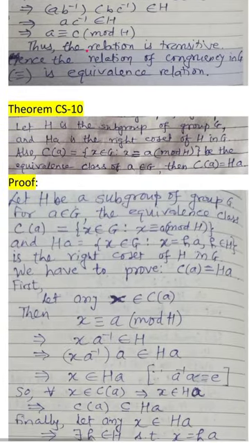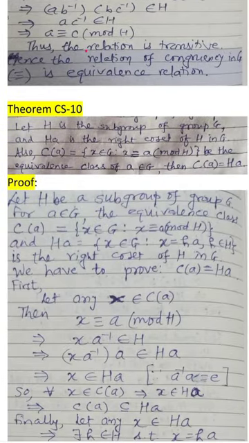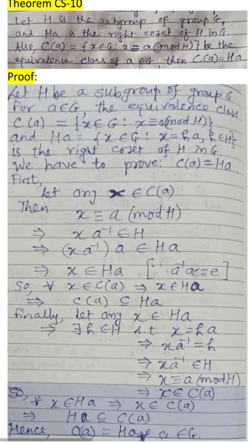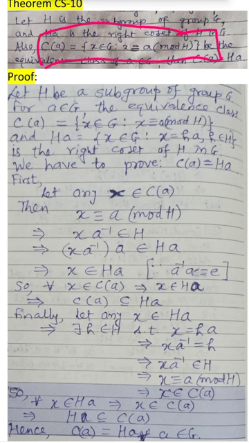Next is H is a subgroup of group G and HA is the right coset of H in G. Also CA is the class of A whose members are of G such that the member that is congruent to A modulo H, वो class of A यहाँ defined है. तो here we have to prove class A is equals to right coset of H.